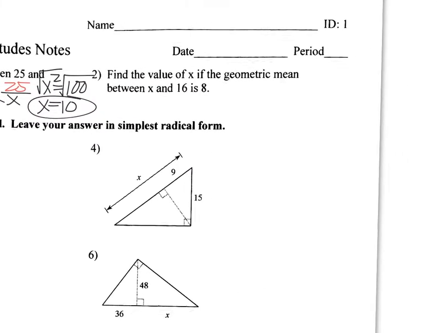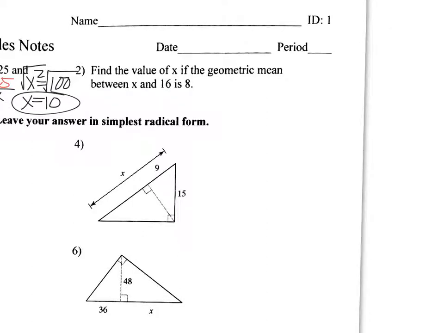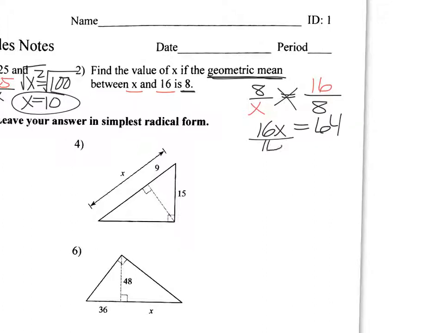Okay. What about this next one? Find the value of x if the geometric mean between x and 16 is 8. So in this case, 8 is the geometric mean. Now remember, the geometric mean has to go down twice, and it goes in opposite positions. So 8 is going to go down here and here. So what goes in the other positions are x and 16. Still cross multiply. So I get 16x equals 64. Divide by 16. That's going to give me x is 4.